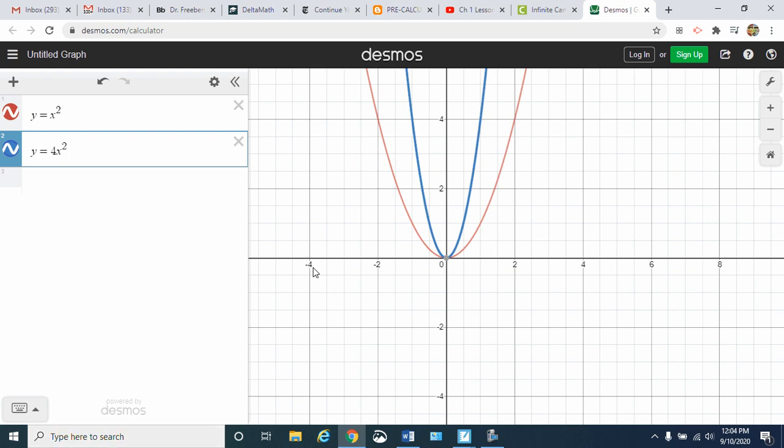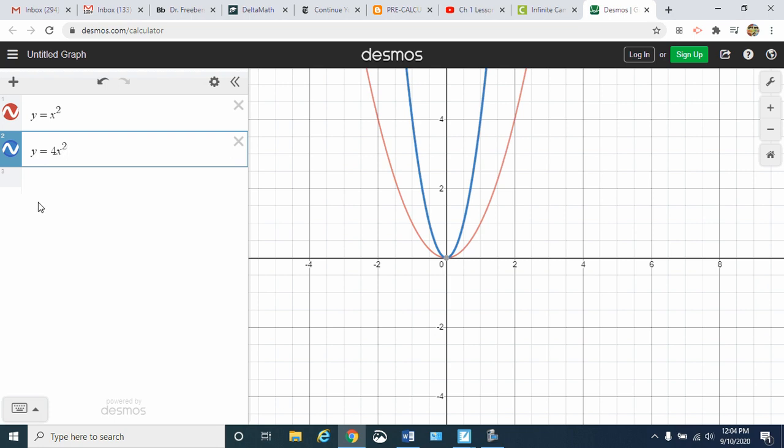And so this transformation is actually called a vertical stretch. That 4 made the graph more steep and more stretched vertically. Sometimes it's called a horizontal shrink because, looking horizontally, it got smaller. So either way, but most people say that's a vertical stretch.